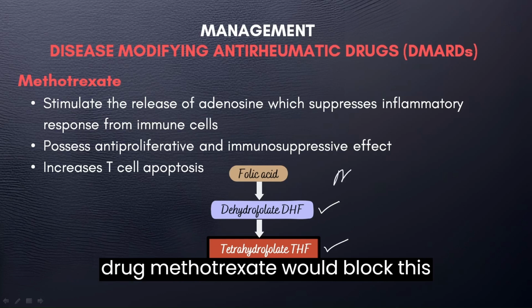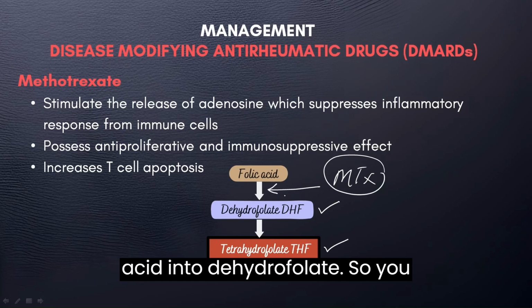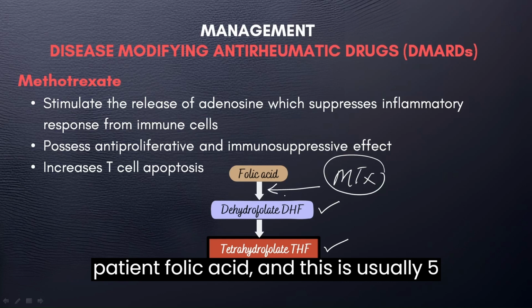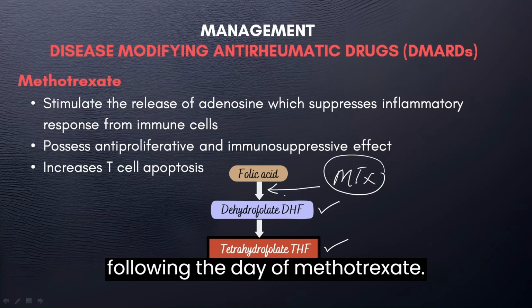Now, you also recall that folic acid is converted into dihydrofolate, and dihydrofolate is subsequently converted into tetrahydrofolate. So the drug methotrexate would block this reaction. So you would like to administer or give the patient folic acid, and this is usually 5 milligrams of folic acid on the morning following the day of methotrexate.